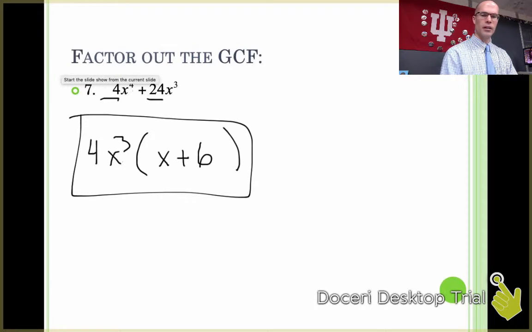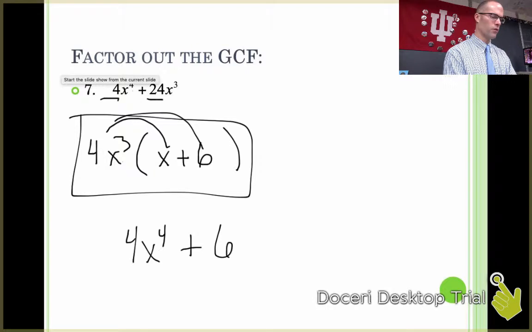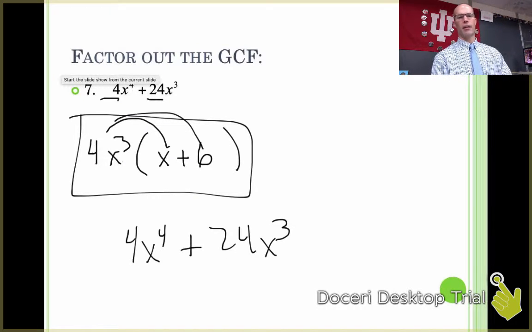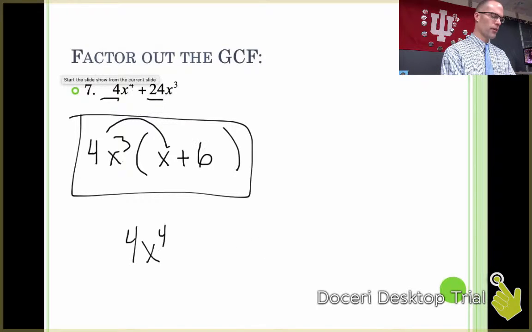Now you can always check it, because if I go back and distribute this back out, what's 4x cubed times x? That would give you 4x to the fourth. What's 4x cubed times 6? That would give you 24x cubed. So if I multiply that back out, I better get the original expression, which is what I have here. So I know that I factored out correctly.